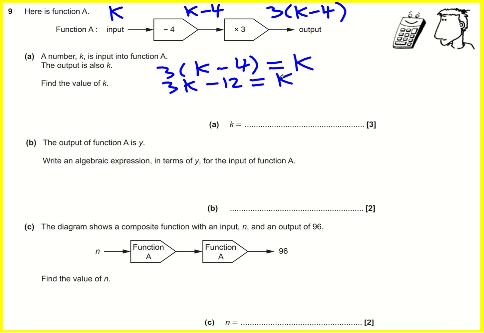Then I'm going to minus k from both sides. 2k minus 12 equals 0. There's more than one way of doing this. Add 12 to both sides. 2k equals 12. Divide by 2. k equals 6. And that's the answer. And I can just check it. 6 minus 4 is 2. 2 times 3 is 6. Yep, that must be correct.